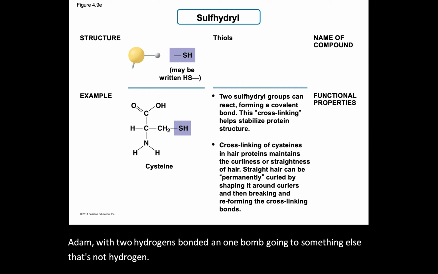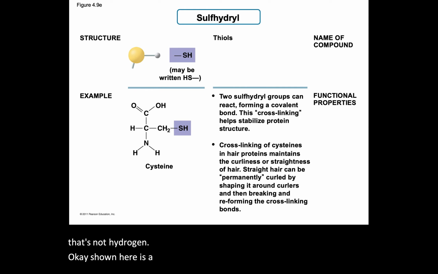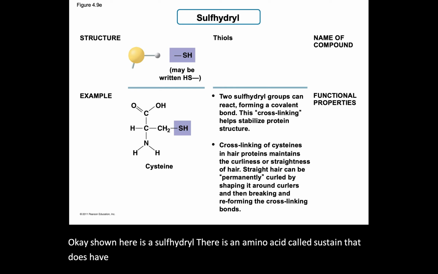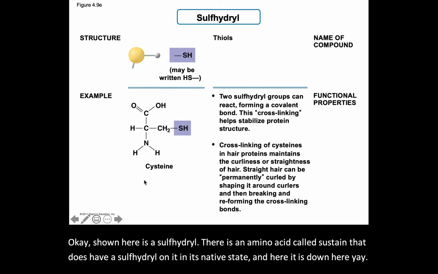Okay, shown here is a sulfhydryl. There is an amino acid called cysteine that does have a sulfhydryl on it in its native state. And here it is down here. So on cysteine, we can see a couple functional groups.